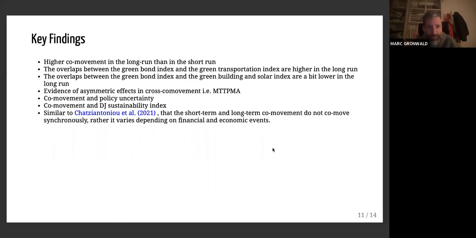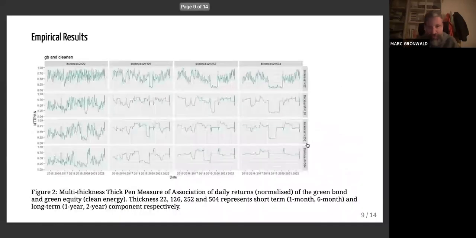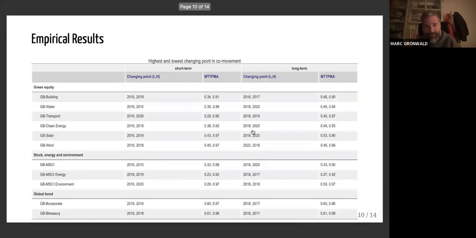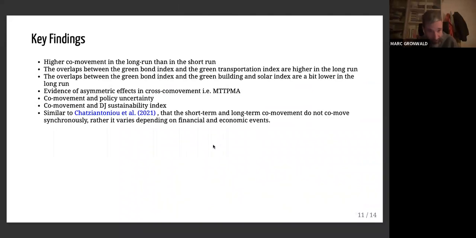And we find evidence of asymmetric effects in the cross co-movement. So what do I mean by this? An asymmetric finding would mean that, for instance, this subplot here looks different than the subplot here. So this means the 1 year component of one series and the 2 year component of the other, and then the other way around, the co-movement between those is not the same. So there's some sort of an asymmetric effect.